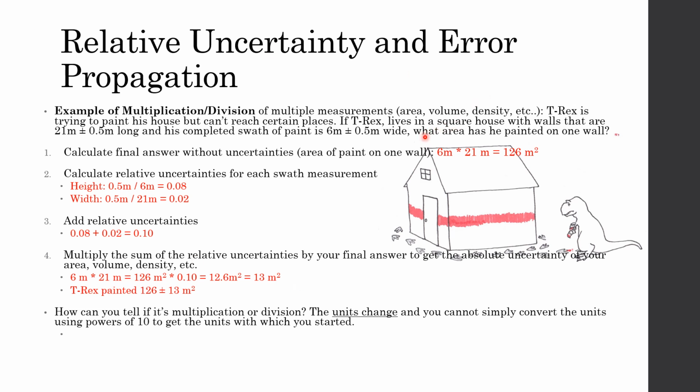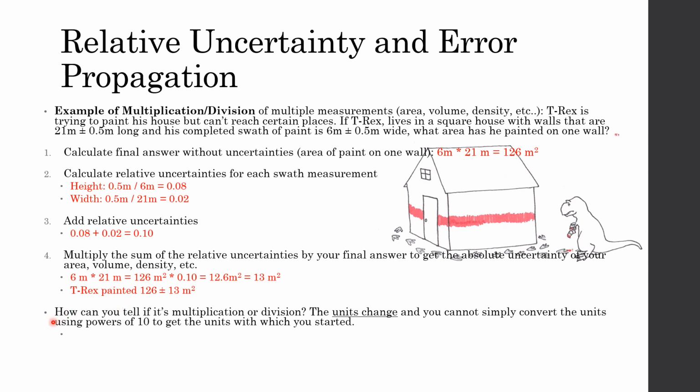So I know up here I didn't say to write your answer in standard form, but that's what we're going to do. So what area has he painted on one wall? He's painted 126 plus or minus 13 meters squared. So that's the number that he would want to give to Velociraptor for his estimate. Although in reality, as you'll see on the next slide, he would probably want to do some absolute uncertainty error propagation to give Mr. Velociraptor the area that he's painted on all 4 walls. But we'll get to that in a minute.